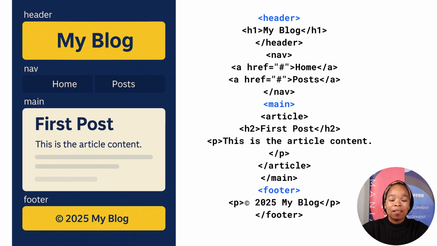Using these tags improves your SEO, makes your code easier to maintain, and helps assistive tools like screen readers understand your content. Here's an example of a semantic HTML layout. You can compare that to using only div tags. This version is cleaner, easier to understand, and more powerful.